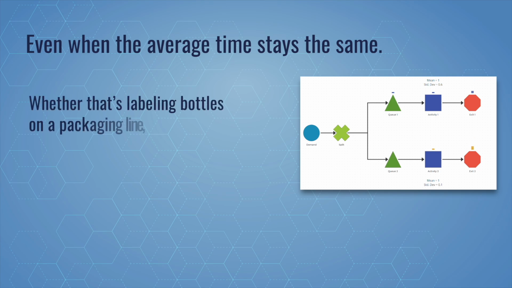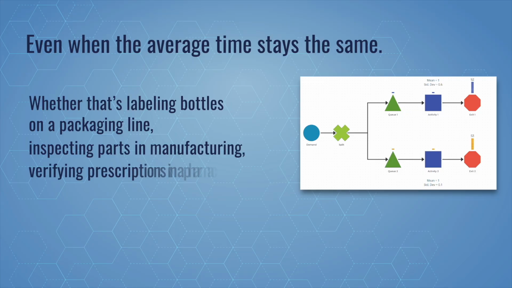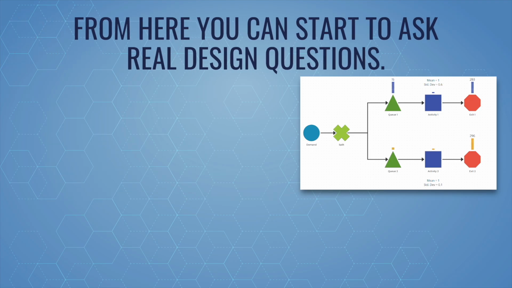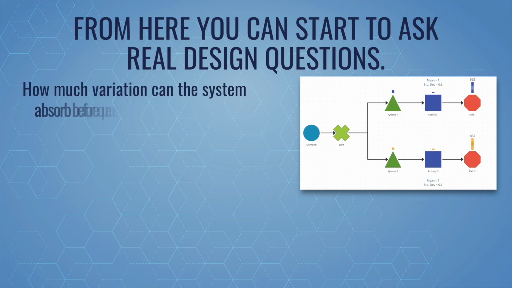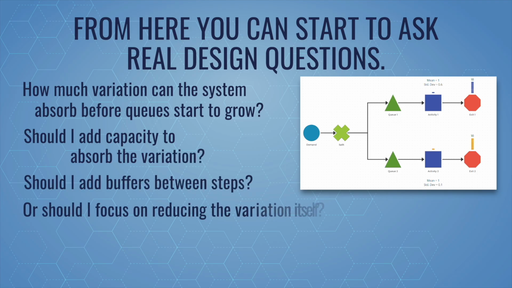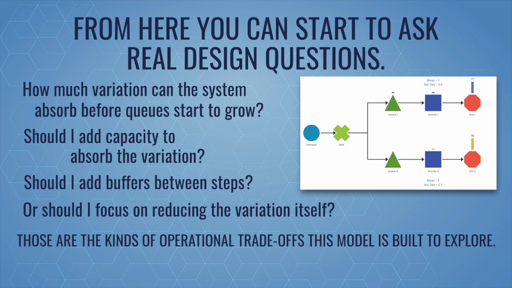Whether that's labeling bottles on a packaging line, inspecting parts in manufacturing, verifying prescriptions in a pharmacy, or checking in passengers at an airport. From here, you can start to ask real design questions. How much variation can the system absorb before queues start to grow? Should I add capacity to absorb the variation? Should I add buffers between steps? Or should I focus on reducing the variation itself? Those are the kinds of operational trade-offs this model is built to explore.